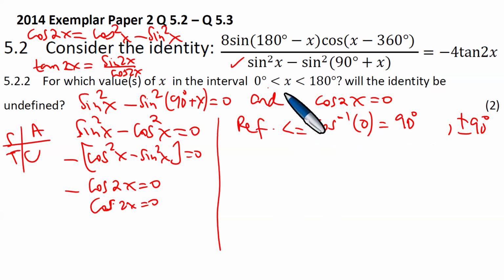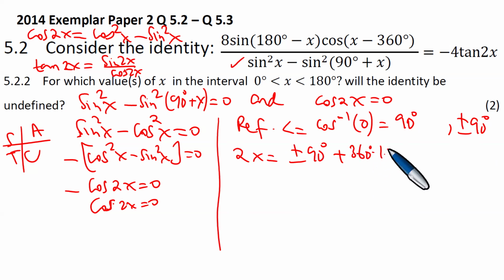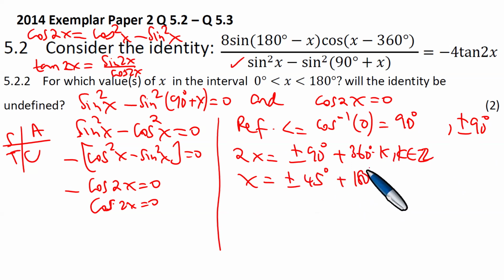But now we're interested in only the angles between 0 and 180 degrees, in other words, the positive angles. So we're good. Anything else we can do? If you take plus or minus 90 degrees, you can then say that 2x is plus or minus 90 degrees plus 360 degrees times k, k in Z. Dividing by 2 means plus or minus 45 degrees plus 180 degrees times k, k in Z.